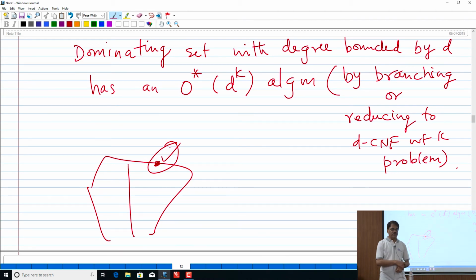Let me repeat what I'm saying. I have this graph where I'm trying to find a dominating set. For some reason, you decided this vertex must be in the solution. So I just say delete it and delete the edges incident on it as usual. Go to the remaining graph and look for a smaller size dominating set. The remaining problem is not the same as the original problem. Why?